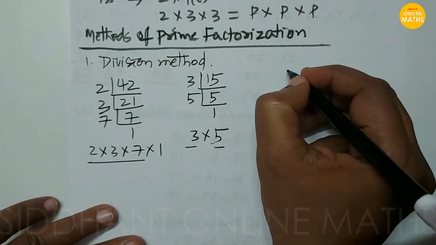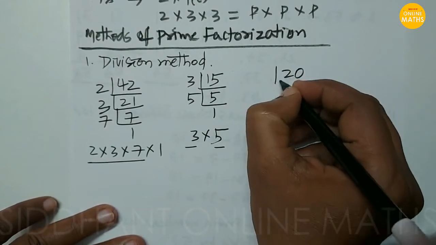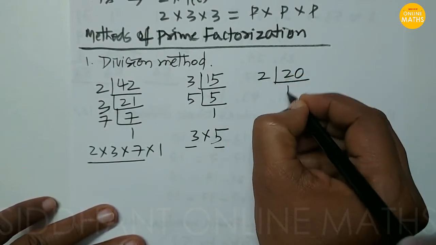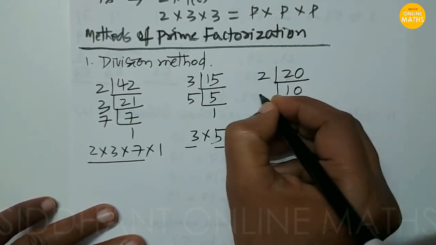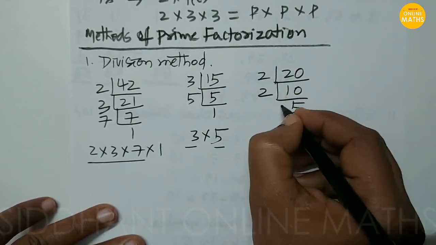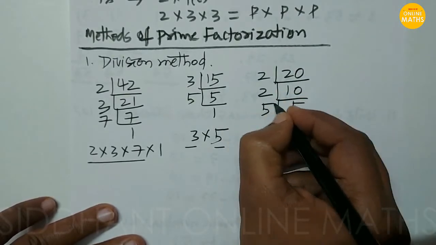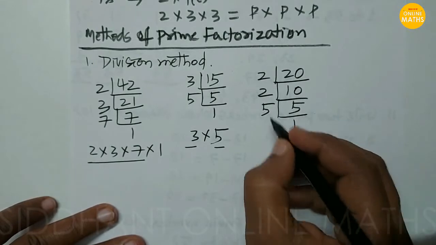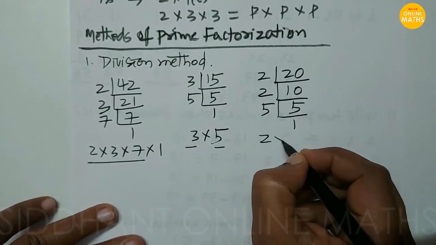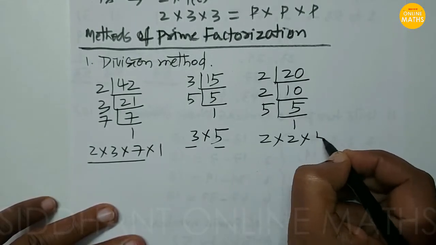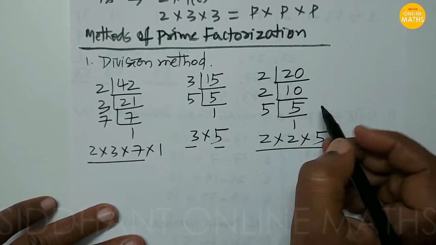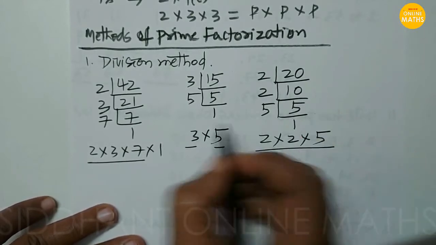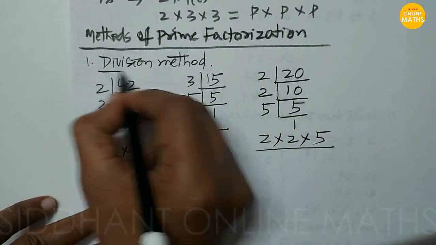In the same way, you take 20 here. 20 divided by 2 gives 10, then 2 gives 5. After that, 5 gives 1. So now the product of the numbers is 2 into 2 into 5. So this is the prime factorization for the number 20. So this is called the division method.